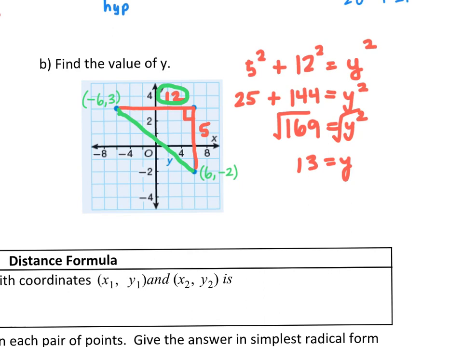Next, look at the y-coordinates. What's the distance from the upper left y-coordinate 3 to the lower right endpoint y-coordinate -2?